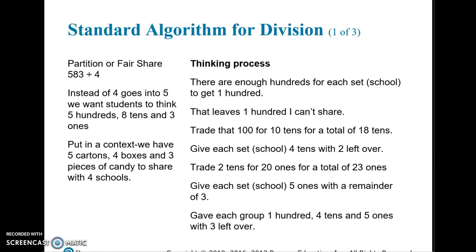I can give 5 to each of the 4 schools. That leaves me with 3 ones as a remainder in all. I gave out to each school 140 tens and 5 ones, with 3 left over.